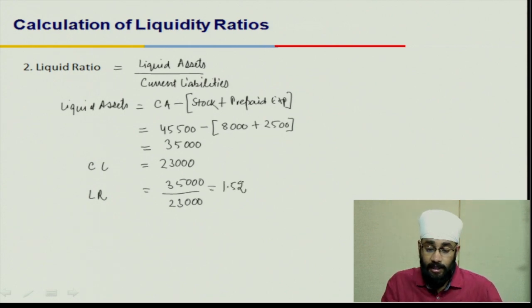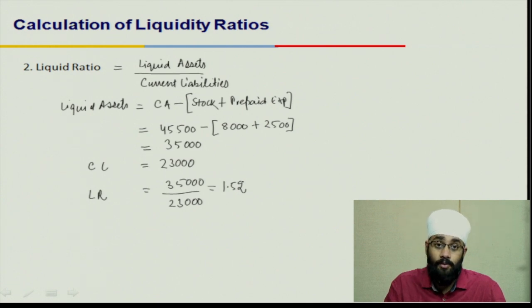Now, this means even if we take out two uncertain current assets, which are stock and prepaid expenses, the remaining current assets are still 1.52 times the current liabilities. You are still able to cover your current liabilities, and hence your creditors can rest assured. This is a good sign for the business. The thumb rule for this ratio is 1:1, and the liquid ratio in this case is exceeding 1:1 by a significant magnitude. So the business is positioned very well according to this particular ratio.